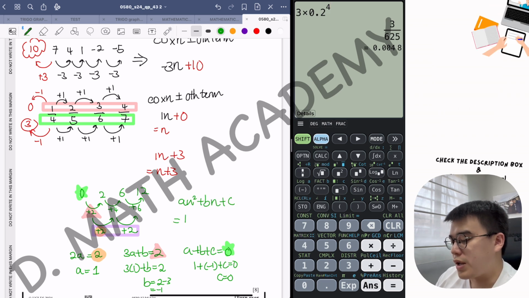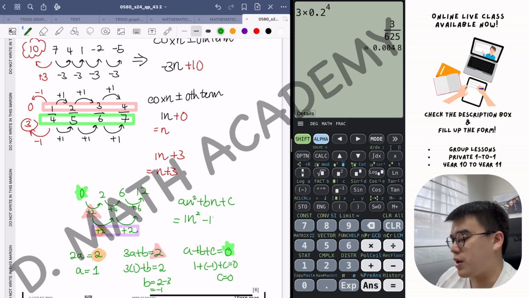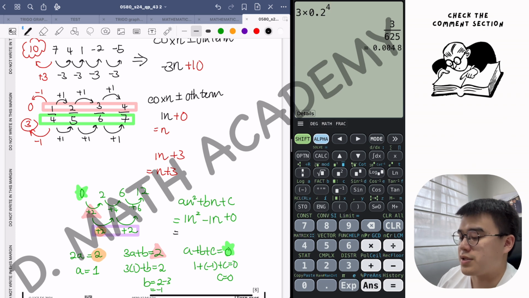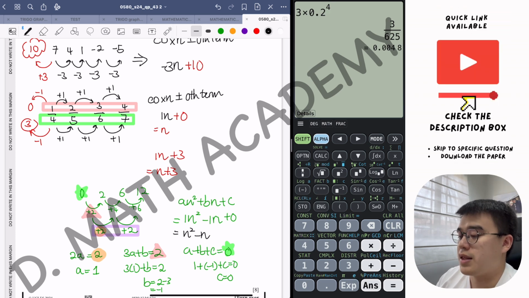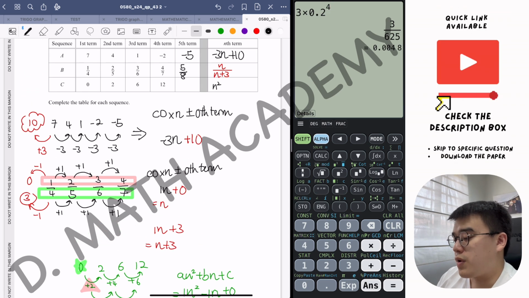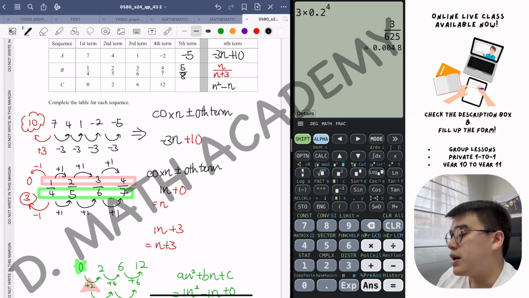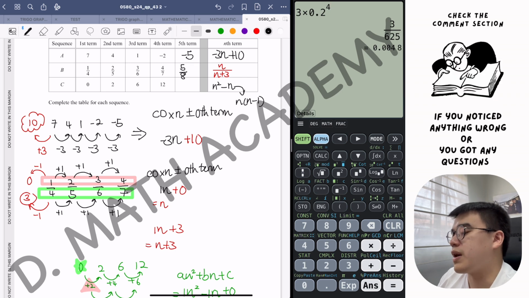You will get 1n squared minus 1n plus 0. So your final answer for this is basically n squared minus n. Okay, so n squared minus n is one of the answers, but personally, I would factorize it, making it n(n minus 1) as my final representation of the answer.